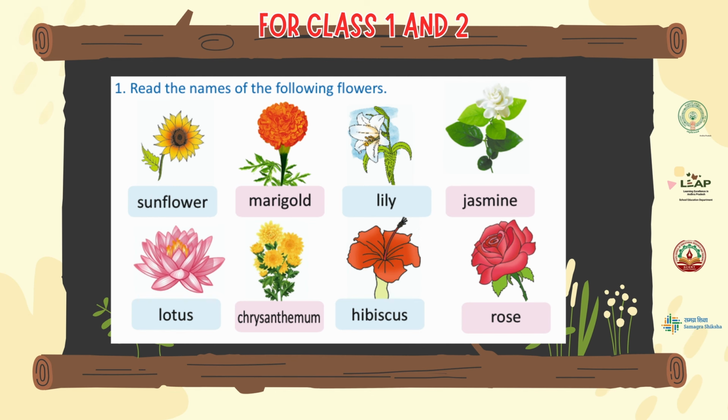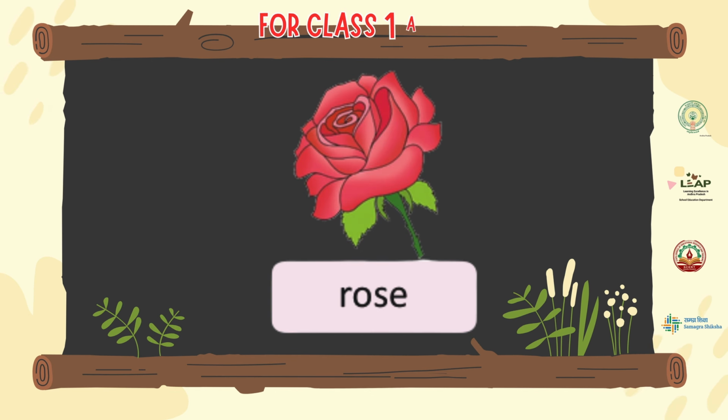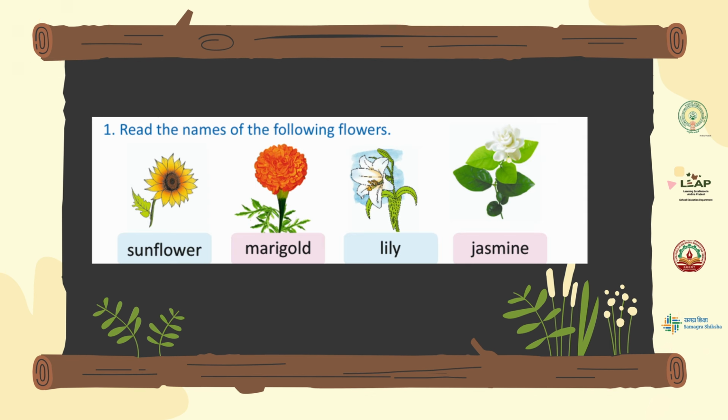Now, fourth one is rose. Rose. Now, we love roses. A rose can be red, pink, white, or yellow. It smells so sweet. Let's all smell our imaginary rose together. Lovely. Say aloud, rose. Once again, pronounce it. Rose. Rose.